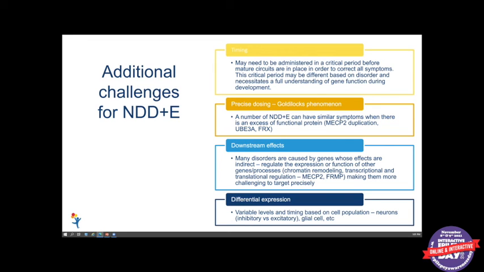And do we need to have a differential expression? So do we need to have a different amount of this protein in different cells? Does that depend on what type of cells or what time we are functioning in that critical window? Not clear yet. Next slide.